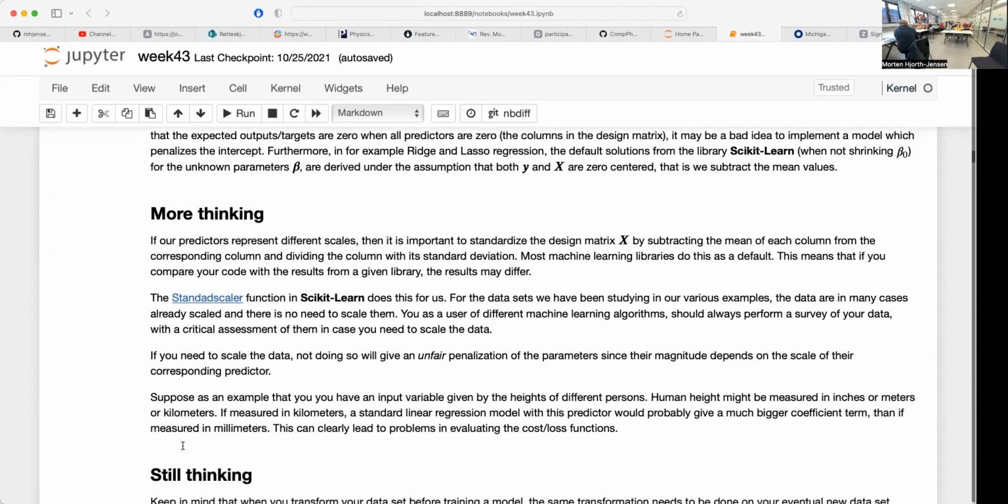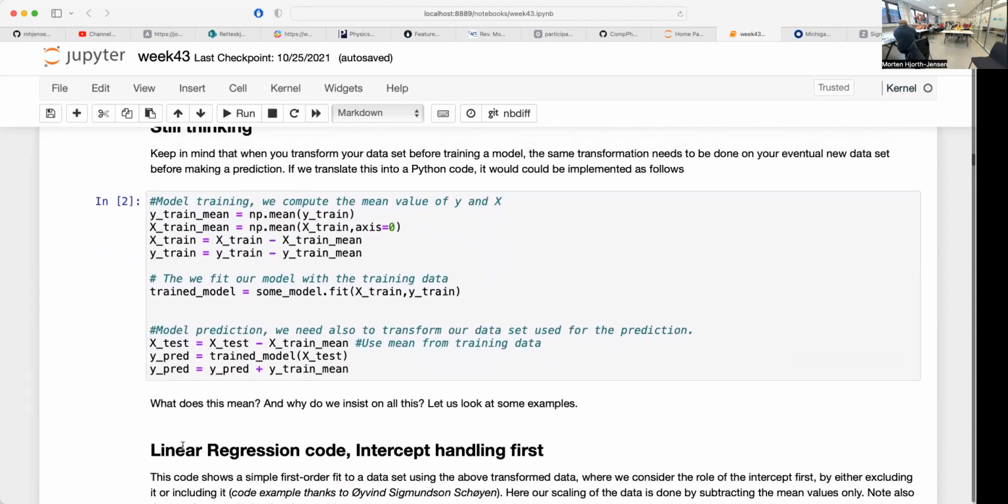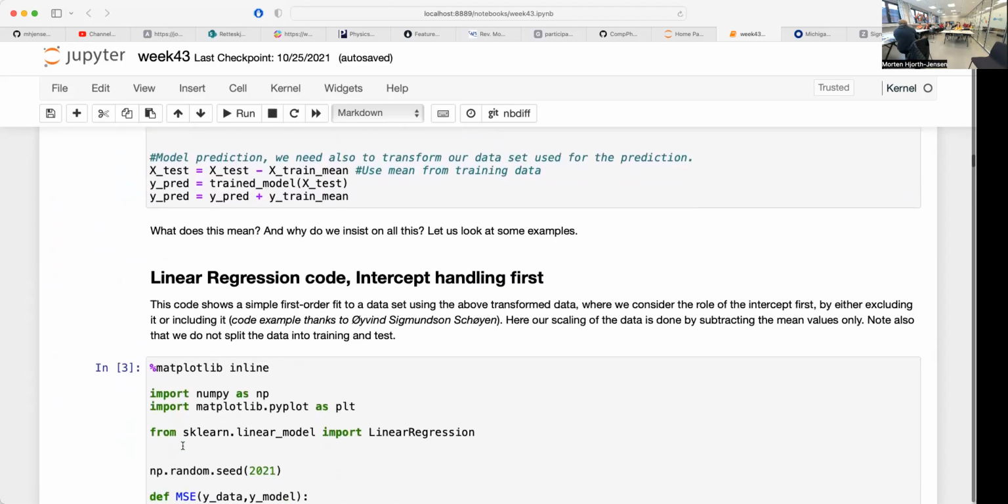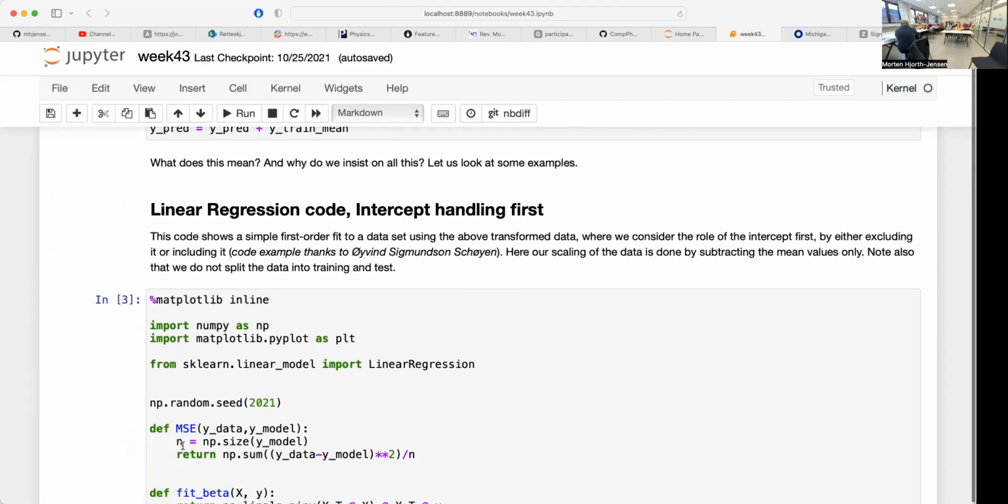So let's now just look at an example which we have here, an example of intercept handling. This was actually an example which Øyvind made. And then we're going to look at some other examples after the break.